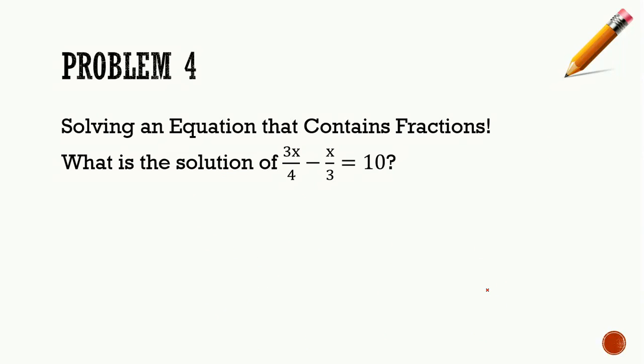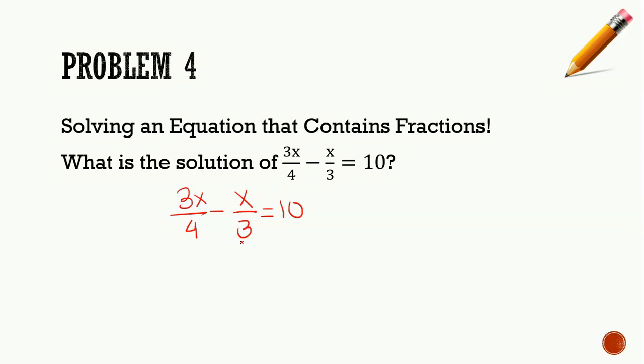What about something that contains your best friends known as fractions? 3x divided by 4 minus x divided by 3 equals 10. That is gross, right? How are we going to solve this problem? Here is your best bet. Let's get rid of those fractions, right? That's what's scaring us. So what number can I multiply all of these by to get rid of the 4 and the 3?